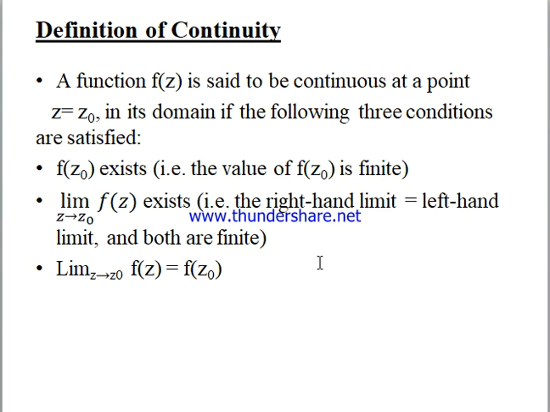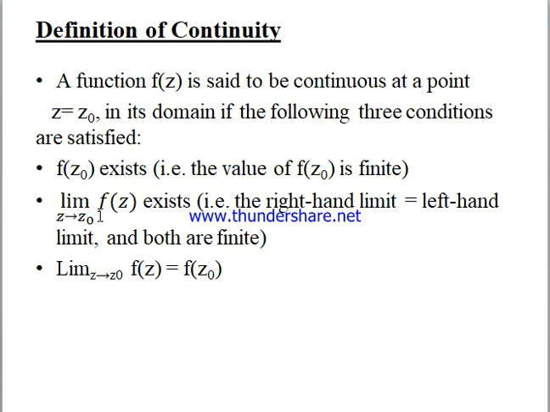So next definition is continuity. Simply we can say that limit z tends to z0 f(z) = f(z0). If this condition is satisfied in the given domain of the neighborhood of z0, then we can say that f(z) is continuous. Before that it should satisfy two more conditions. A function f(z) is said to be continuous at a point z = z0 in its domain if the following three conditions are satisfied, that is f(z0) exists, means that if you substitute z0 value in f(z), that must be finite.